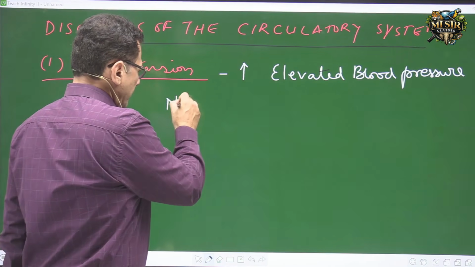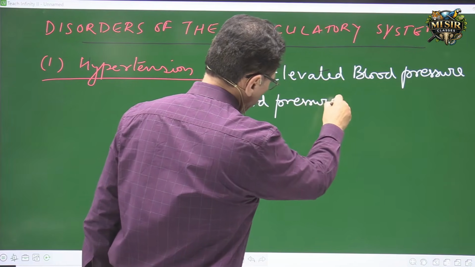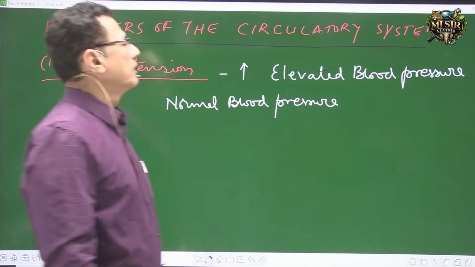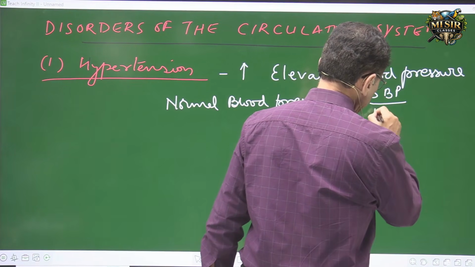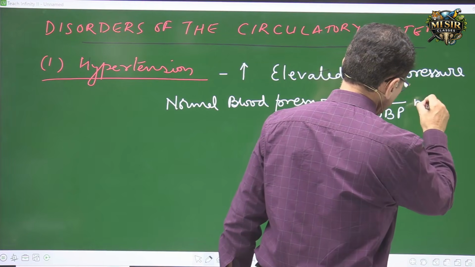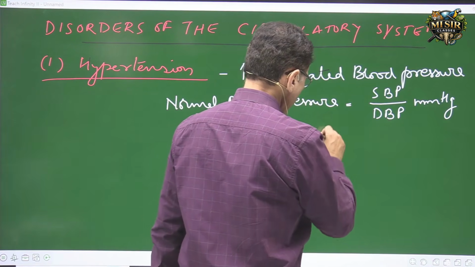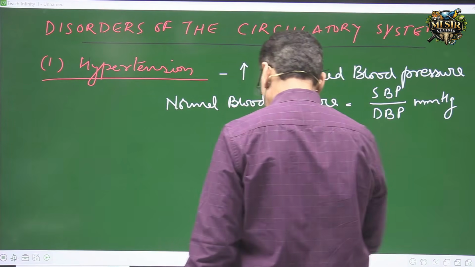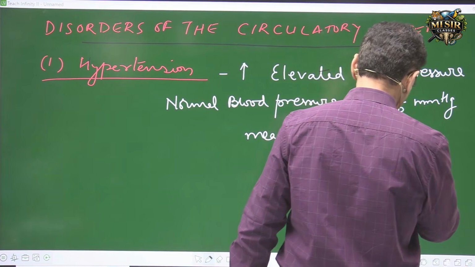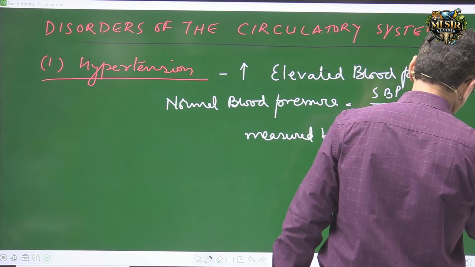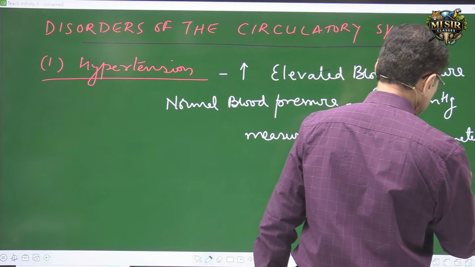Normal blood pressure is mentioned as systolic blood pressure upon diastolic blood pressure in millimeters of mercury, measured by sphygmomanometer. In simple word, it is also called as BP instrument.